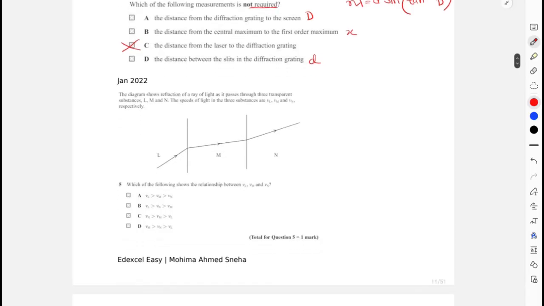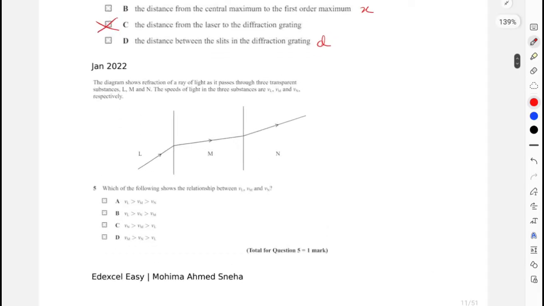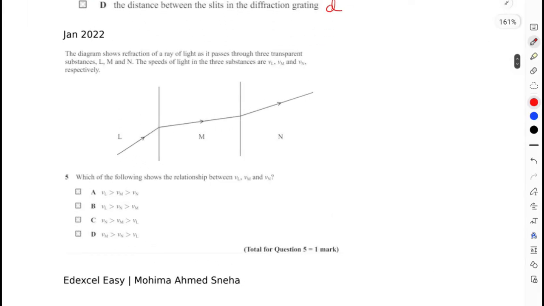Okay, now for this Jan 22, this is quite small. The diagram shows refraction of a ray of light as it passes through the three transparent substances L, M, N. The speeds of the light in the three substances are VL, VM, and VN respectively. Which of the following shows a relationship between VL, VM, VN?